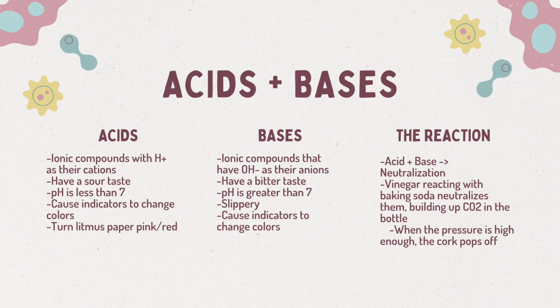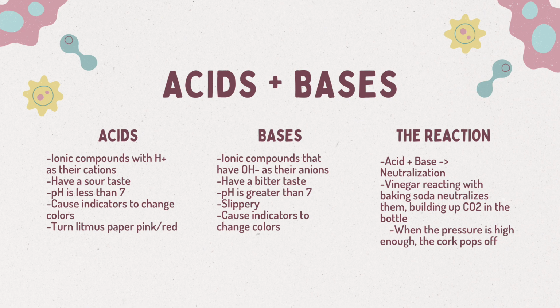Acids and bases. Acids are ionic compounds with hydrogen ions as cations. They have a sour taste and their pH is less than 7. They can cause indicators to change colors and they turn litmus paper pink or red. Bases are ionic compounds that have hydroxide as their anions. They have a bitter taste and their pH is greater than 7. They are slippery and can cause indicators to change colors.